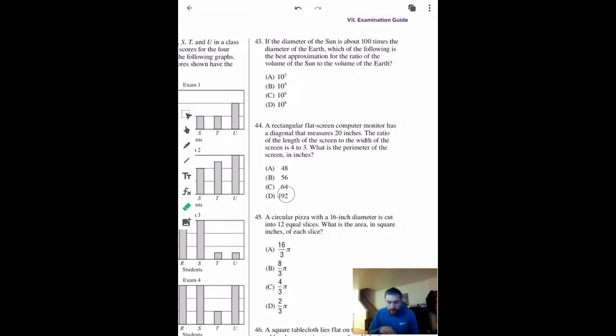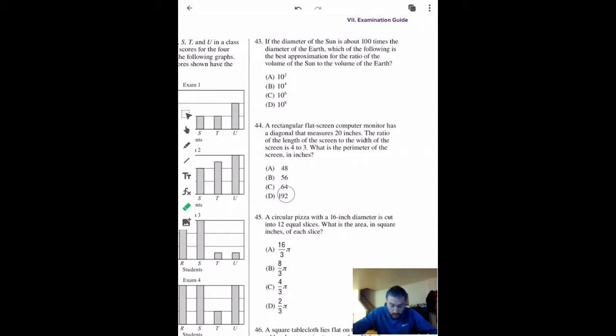And I'm looking at number 43. If the diameter of the sun is about 400 times the diameter of the Earth, which of the following is the best approximation for the ratio of the volume of the sun to the volume of the Earth? This is a volume problem.